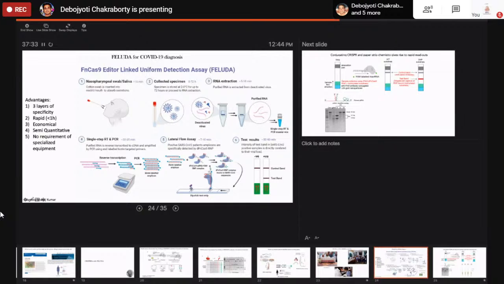It has 3 layers of specificity, because it has forward primers with biotin label, reverse primers with biotin label, all against SARS-CoV-2, and also the guide RNA with the high specificity of FnCas9 coming in as well.